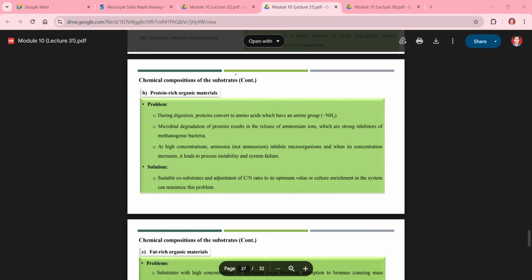What percent of methane formation is from acetic acid? So acetic acid can form around 70% of methane gas during the anaerobic digestion process. Okay, so that is for today.